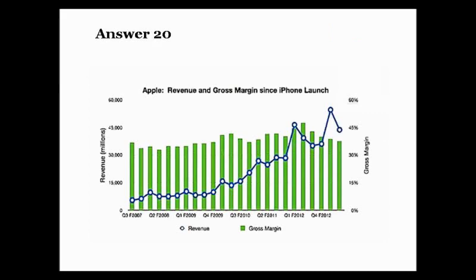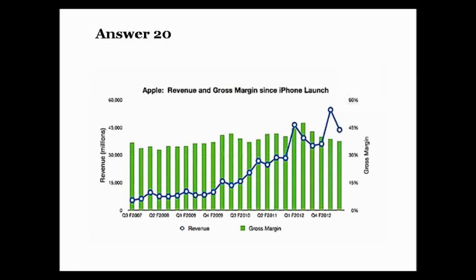The graph gives information about the revenue and gross margin of Apple since iPhone launch. To begin with, we can see that the time period is from the third quarter in 2007 to now. According to the graph, as for the revenue, the highest number goes to fourth quarter in 2012 with a figure of 50,000 million, and the second largest sale goes to the first quarter in 2012.